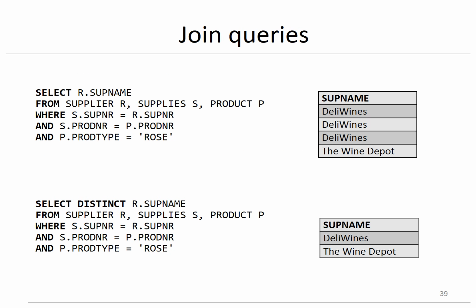Here you can see the result of the same query both without and with a distinct option. Since Deli Wines supplies multiple rosé wines, you can see it appearing multiple times in the result of the first query.